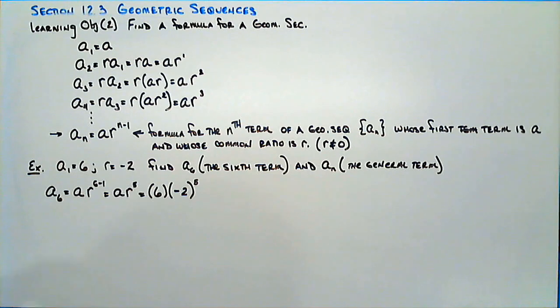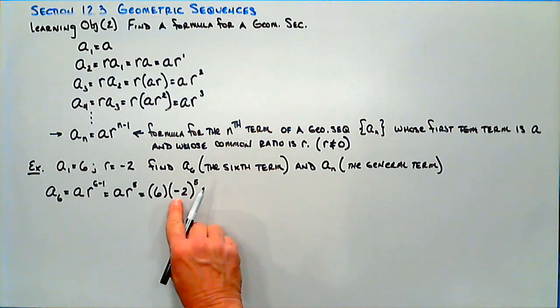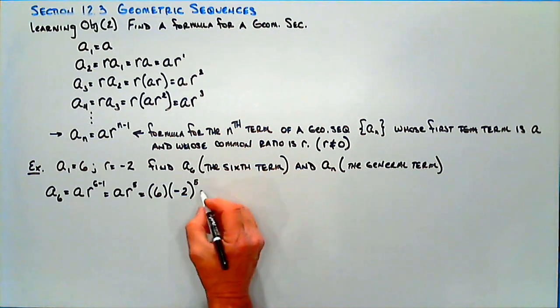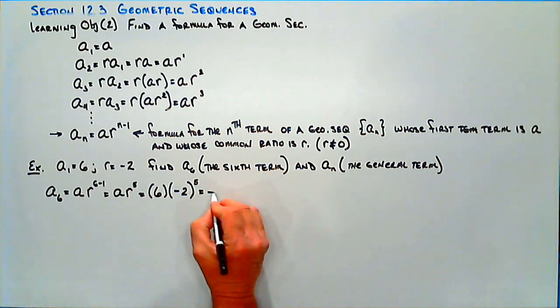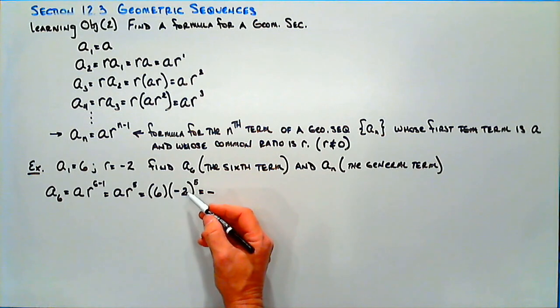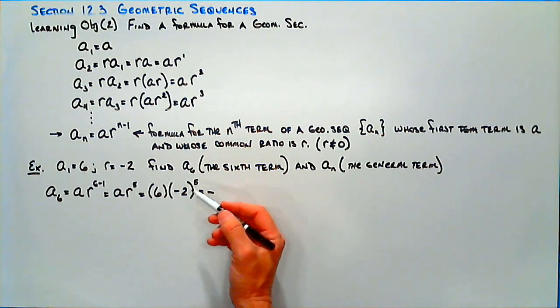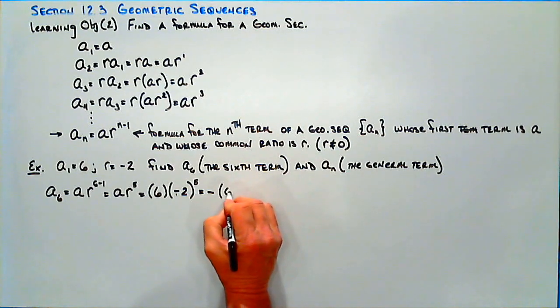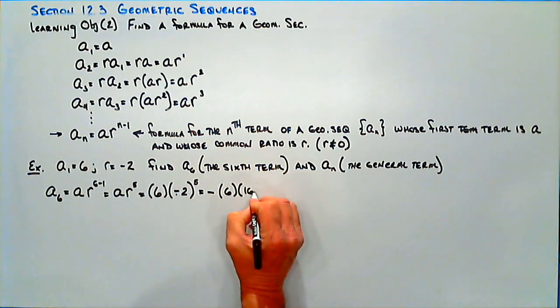Now we're going to do some arithmetic here. -2 to the 5th. Well, that's 5 negatives, so that answer is going to be negative because we have an odd number of negatives. 2 to the 5th is 16. So this is going to be negative, and then it's going to be 6 times 16.